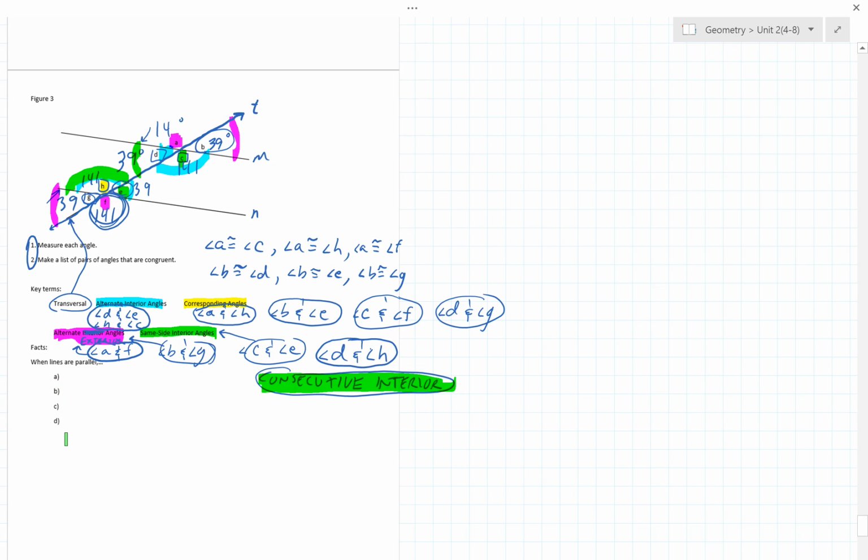And so see if you can write 4 different conjectures relating to alternate interior angles, corresponding angles, alternate exterior angles, and same side interior angles. So we have 4 conjectures for the 4 different types of angles. I'm going to have you go ahead and pause this video and then press play when you're ready to see the 4 conjectures.